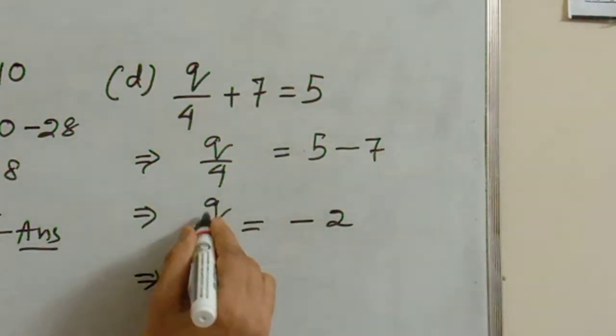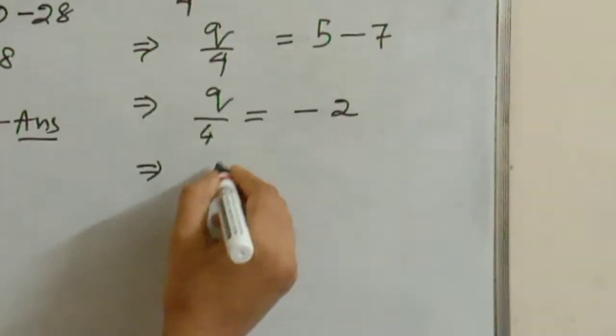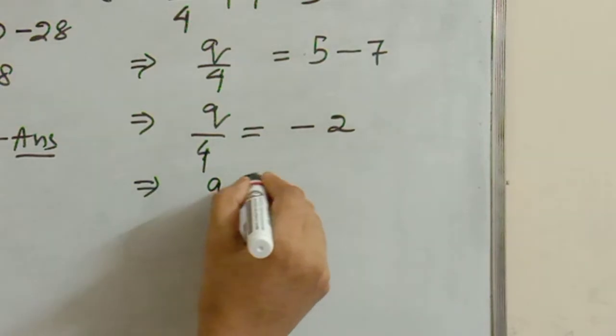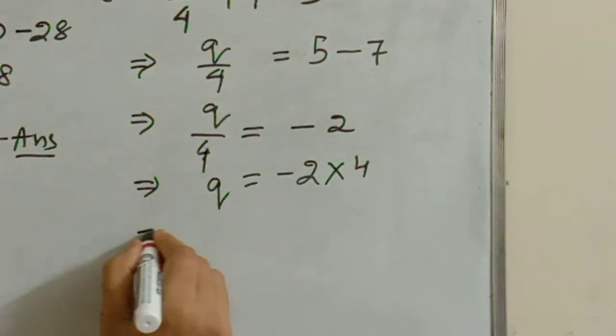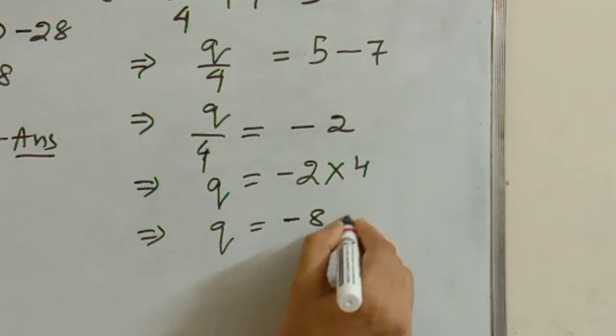Next we have to separate the variable. Here 4 was divided, so 4 will go to the right side with a multiplication sign. So Q is equal to minus 2 into 4, that is Q is equal to minus 8.